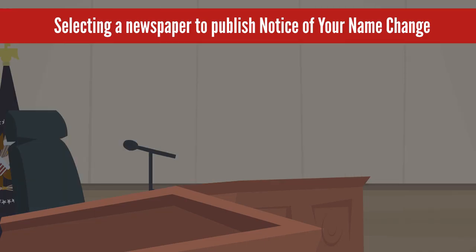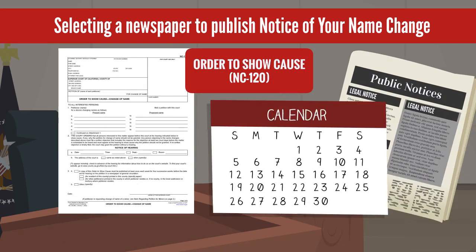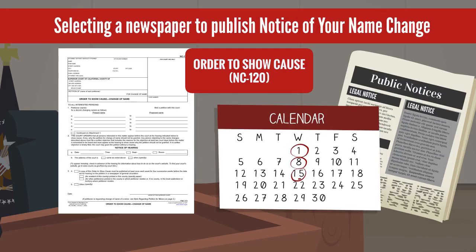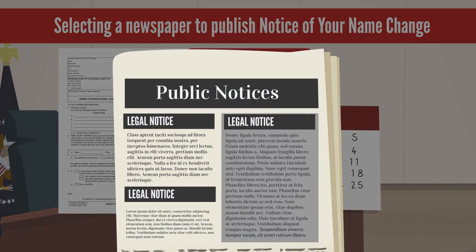Before your court hearing, you must have one of the forms called the Order to Show Cause published in a newspaper for 4 consecutive weeks. This means that the information related to your name change request will appear in the legal notice section of a newspaper.